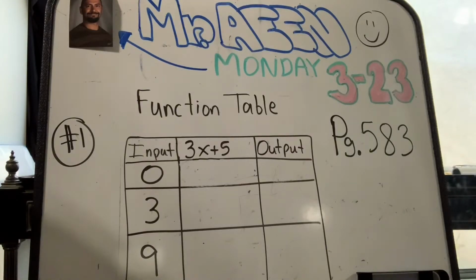It's called function table. To make it easier to understand, think about a function table as a machine. You put stuff in this machine, and the machine takes this stuff and turns it into something else. It's like this. Come with me.